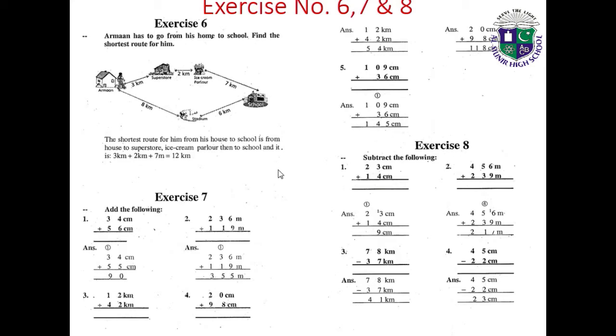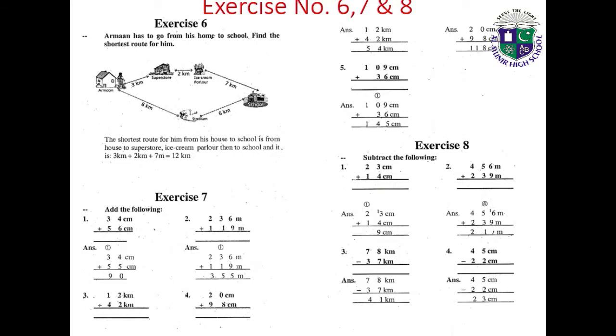Exercise 8, subtract the following: 23 centimeter minus 14 centimeter, 23 minus 14 is equal to 9 centimeter. 456 minus 239, the value of 239 subtracted from the value of 456, we get the answer 217 meters. And the last, 45 centimeter minus 22 centimeter, 5 minus 2 equal 3, 4 minus 2 equal 2, 23 centimeter is your answer.